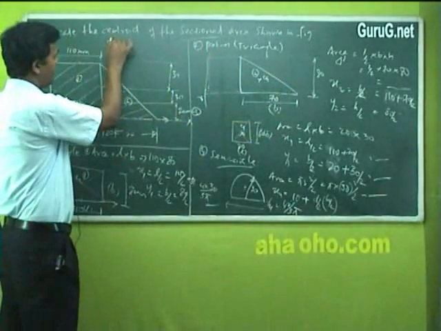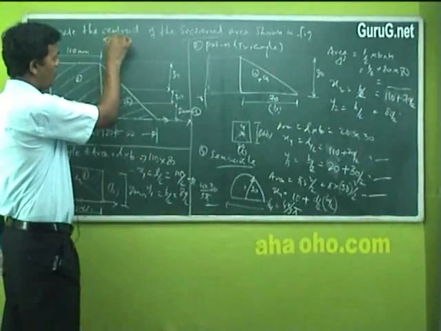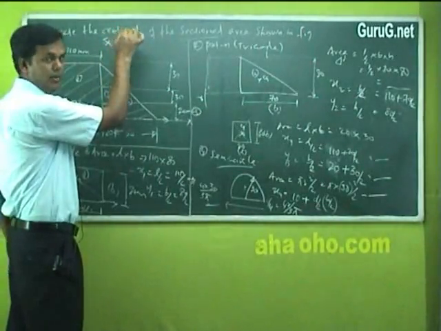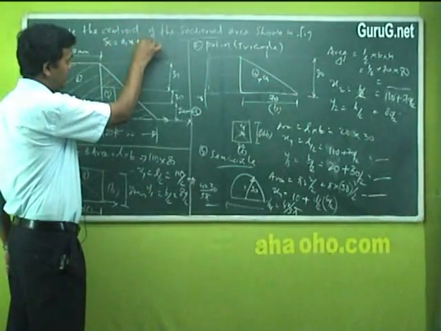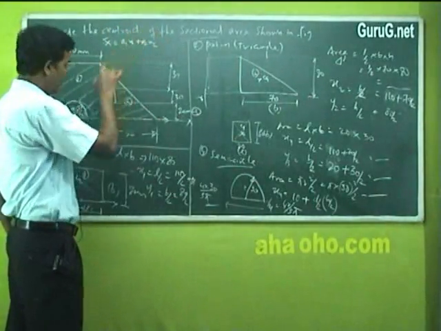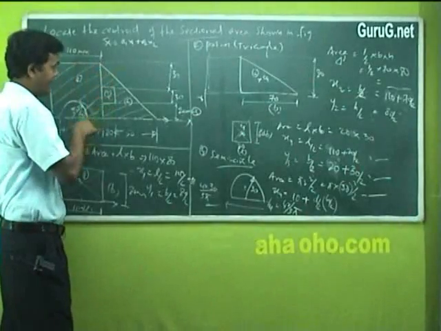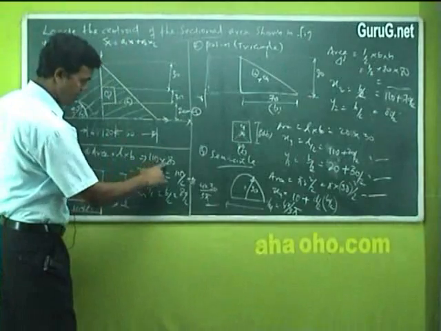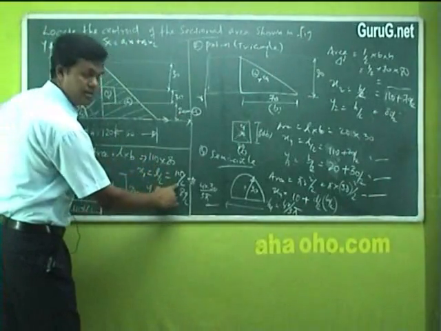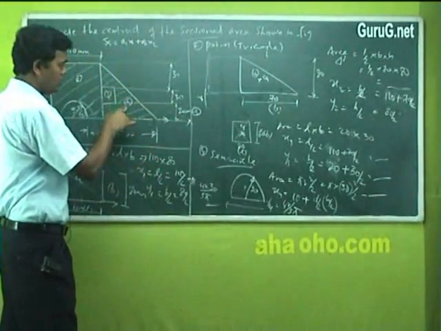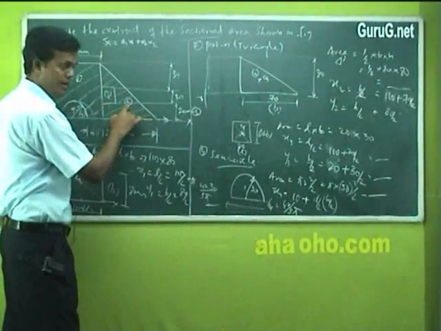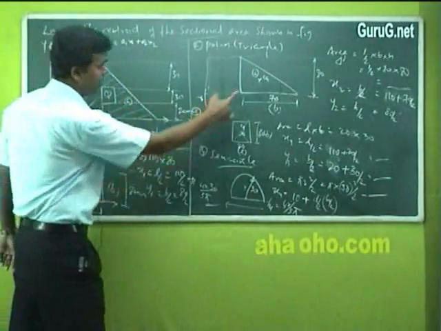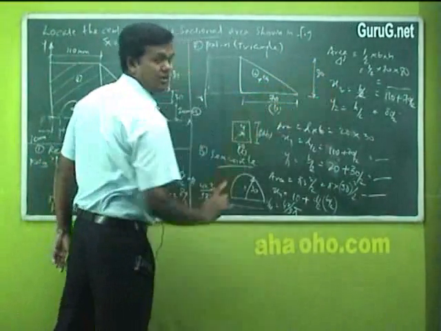So I write, I am finding the x bar value. The formula says a1 x1, plus a2 x2. Portion number 1, the rectangle: area of 1, x1 value. Area of 1 is given, x1 is here, plus a2. What is 2? 2 is this triangle. This is adding a2 x2. Area of 2 is here, x2 value is here.